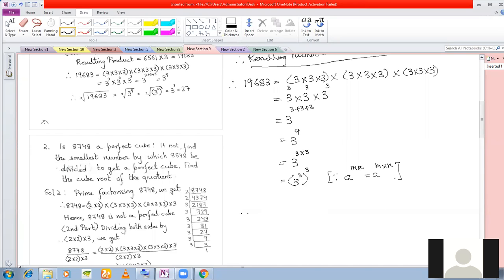So therefore, what is the cube root of 19683? It is the cube root of 3 cube whole cube, which is simply 3 cube, which is 27.